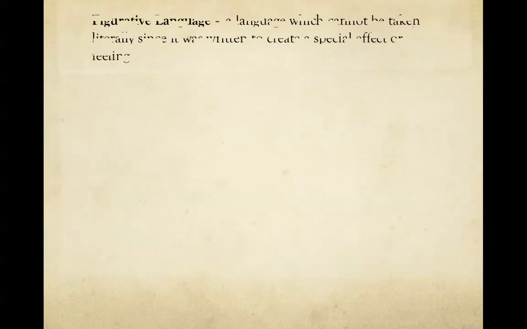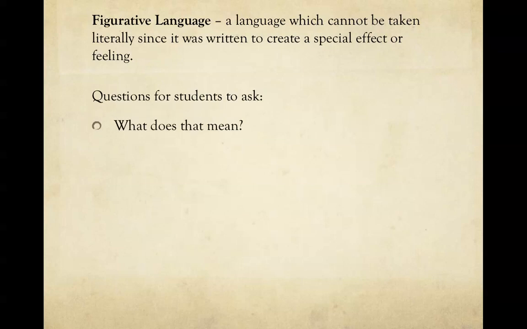So let's jump in. Figurative language. It's a language which cannot be taken literally since it was written to create a special effect or feeling. And typically in class I have students ask this question, well, what does that mean? Okay, well, literal language is if you were to say something and you say exactly what you mean, we call that literal language. So very often the language sometimes of science is very literal because it needs to be exact.